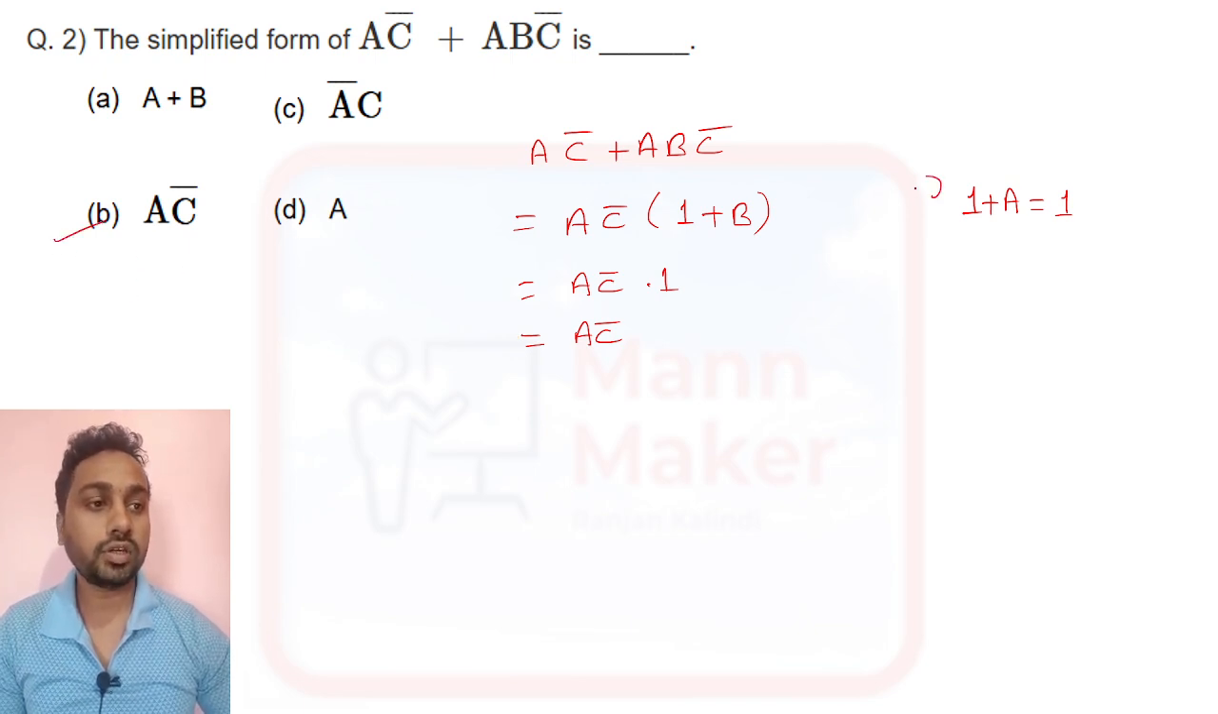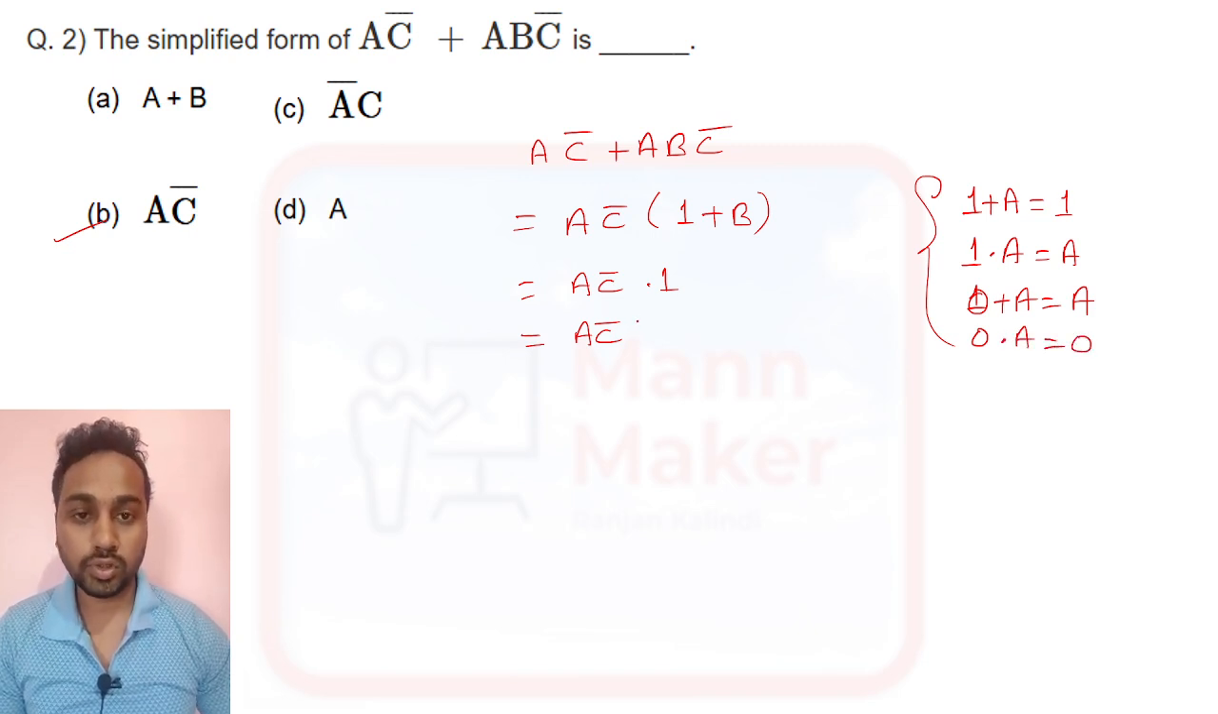Like that you need to remember some Boolean points. Boolean algebra formulas are there, like 1 plus A is 1, then 1 dot A is A, then 0 plus A is A, then 0 dot A is 0. So like that some Boolean formulas are there, you need to remember them to solve this kind of equation.